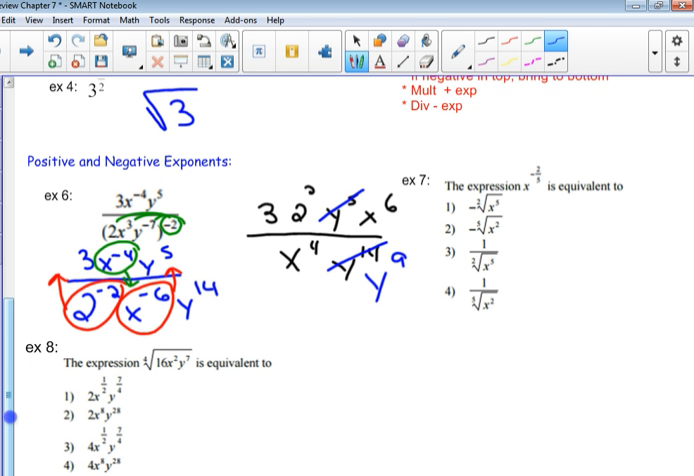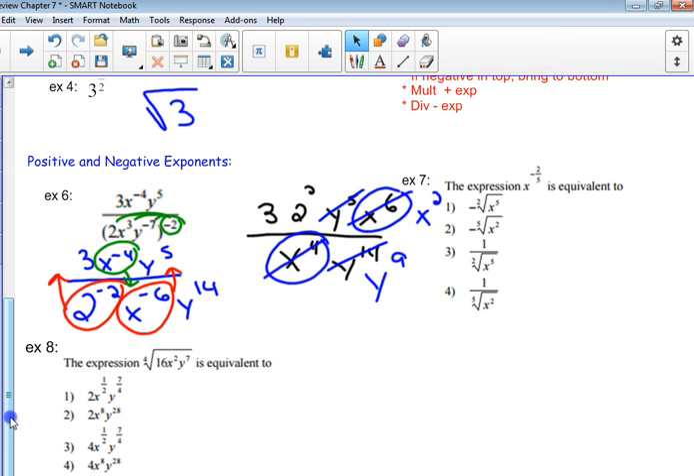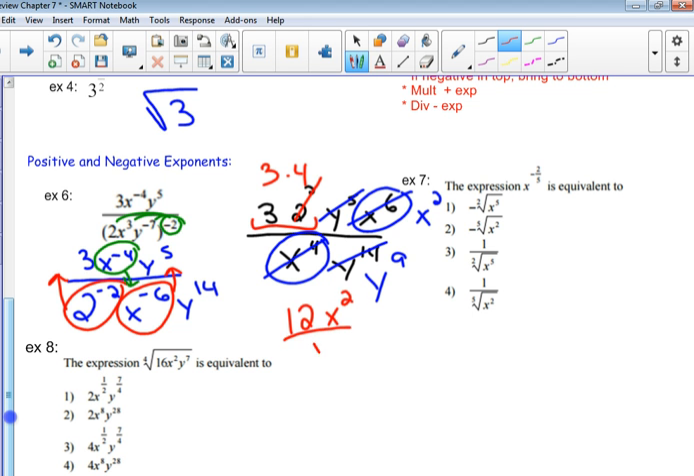Yep. Good. Let's see. What about the x to the 6 to the 4th? Good. Where's that going to go, Angela? Good job. Now, the other thing you guys are kind of saying is this right in here. We can simplify. So 2 squared is going to be 4 times 3, which is 12. So our final is we've got a 12 on top, an x squared on top, over y to the 9.